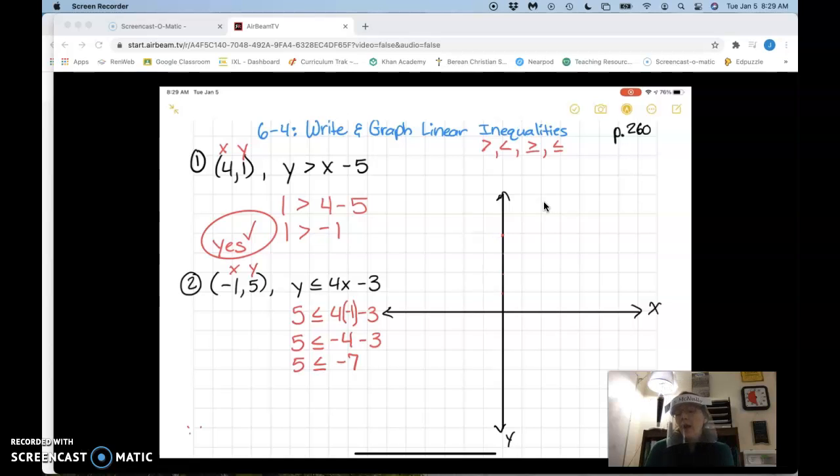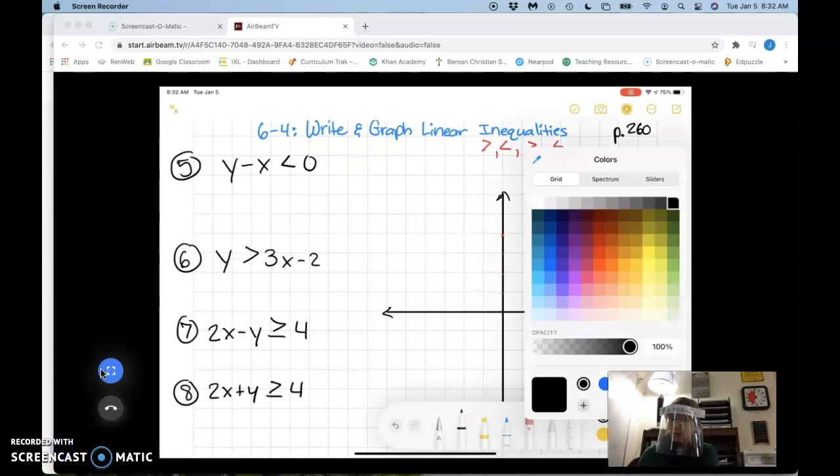So is 5 less than or equal to negative 7? Anybody? No, it is not, because 5 is actually greater than negative 7, so that is not true, so we're going to put no for that one. All right, so that's all there is to that section. I'm going to move on to the next section, so make sure you copy these down, and I'll be right back.